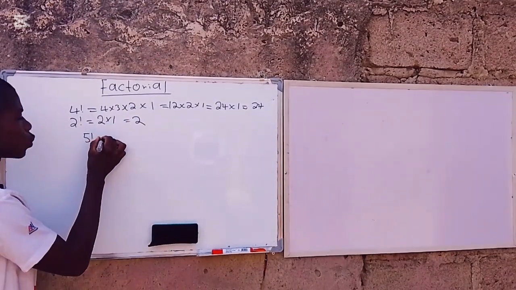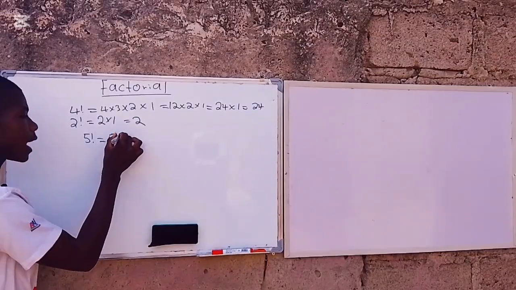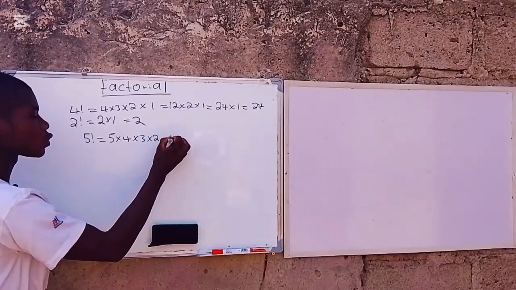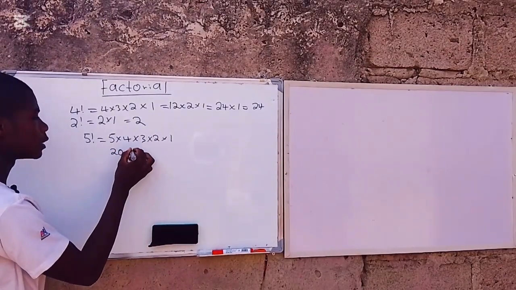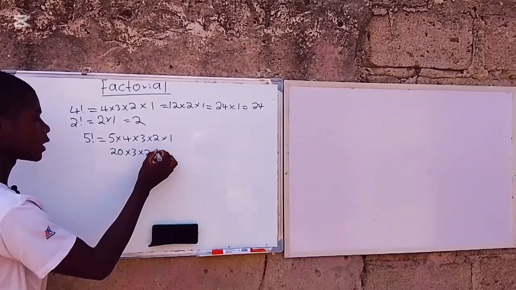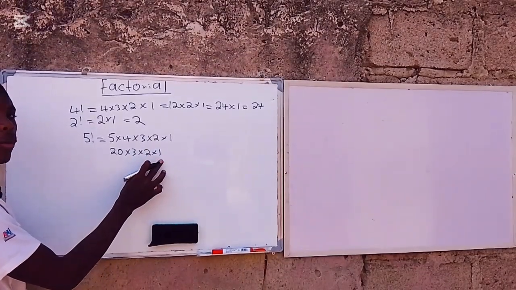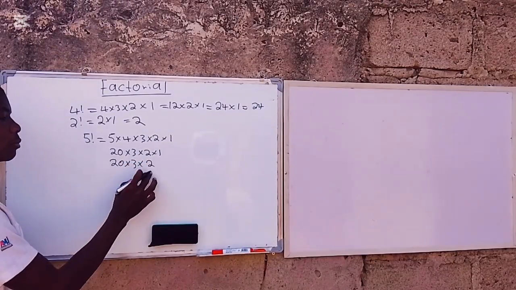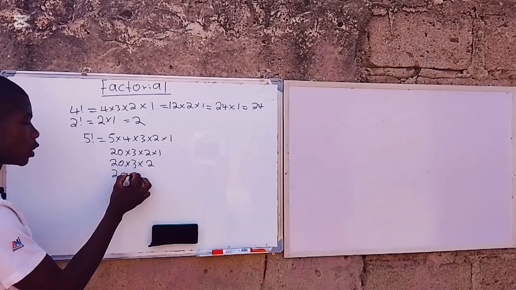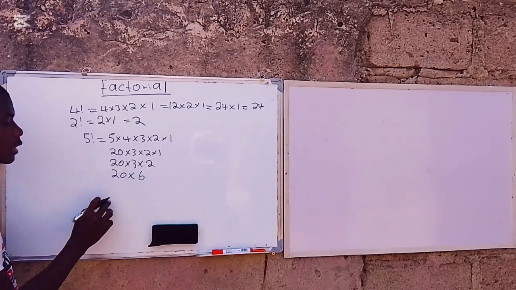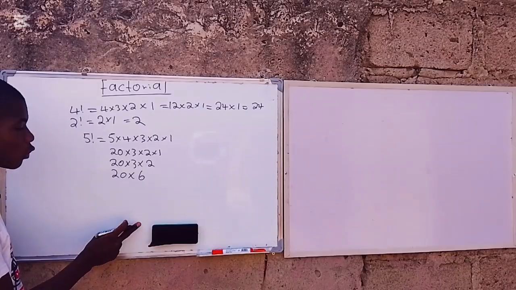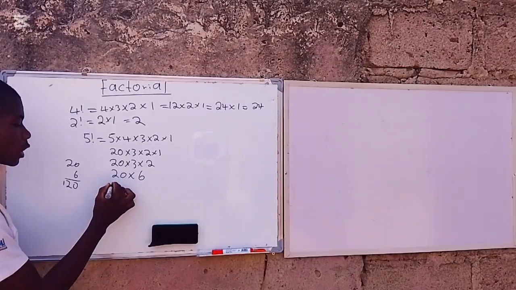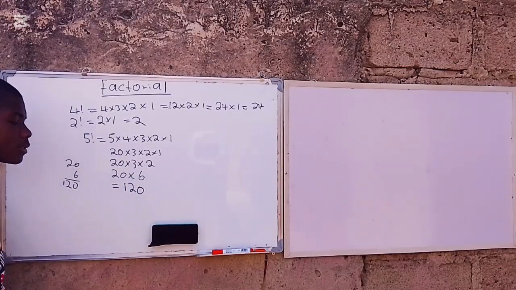What if I'm given 5 factorial? I'll start from 5. I'll say 5 times 4 times 3 times 2 times 1. 5 times 4 is 20, times 3 times 2 times 1. 2 multiplied by 1 is 2. So I will say 20 times 3 times 2. 3 multiplied by 2 is 6. I'll get 20 multiplied by 6, which is the same thing as 20 times 6, and this should now be equal to 120.